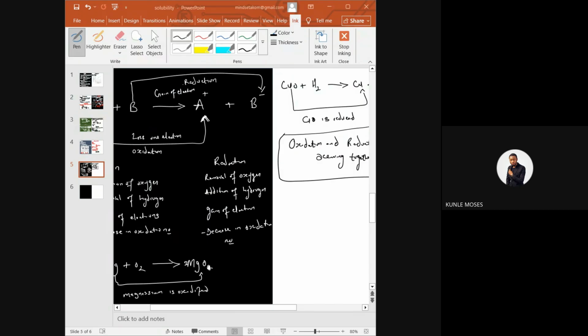And the colloids have smaller particles than solutions. That is not right. So the answer is solutions do not show the Tyndall effect. Solutions do not scatter light, or solutions do not show the Tyndall effect. I hope that is clear to everyone.